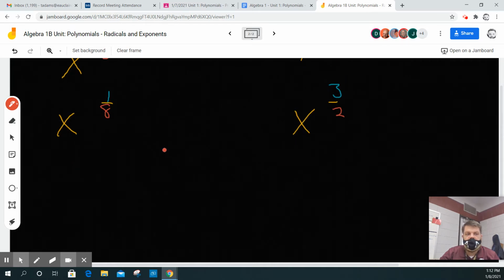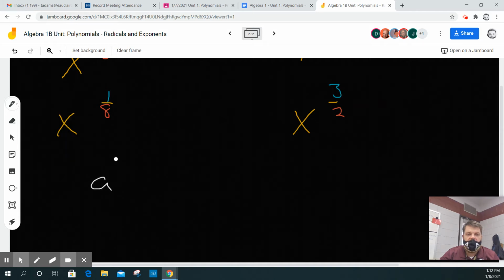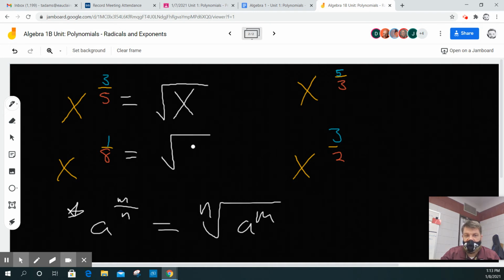Now, what I want you to know is that the shortcut rule for this is that if I have a raised to the m over n, then that's the same as the n-th root of a to the m. That's the rule. So I can convert a rational exponent, this is a rational exponent, to a radical by knowing that the base is x. In fact, all of these are going to have a base of x.